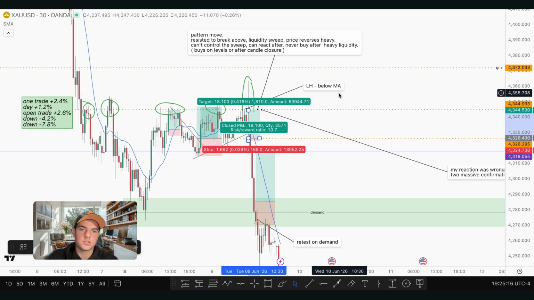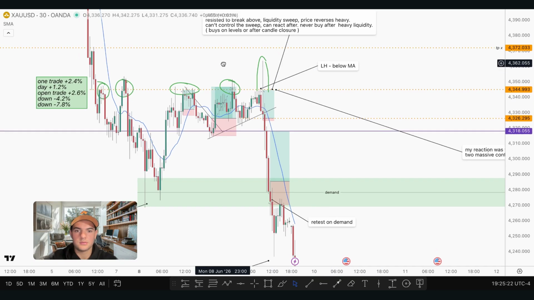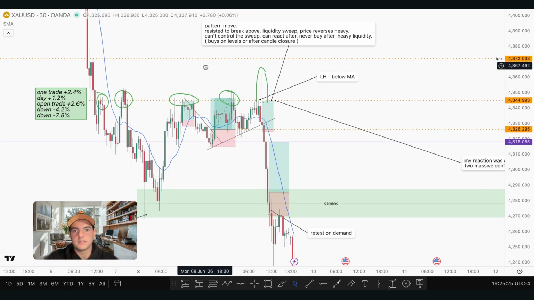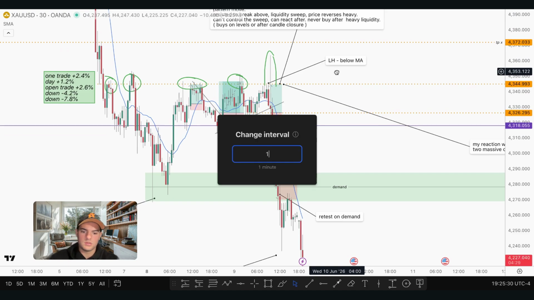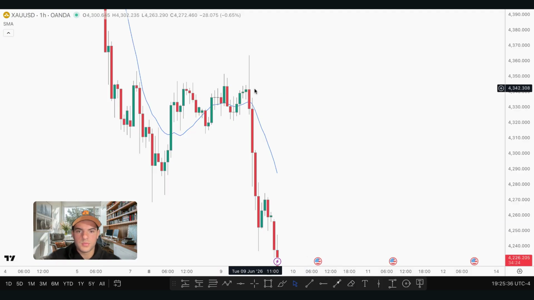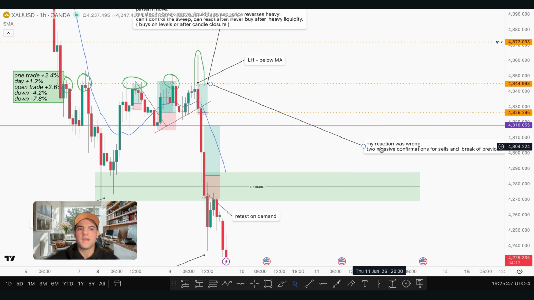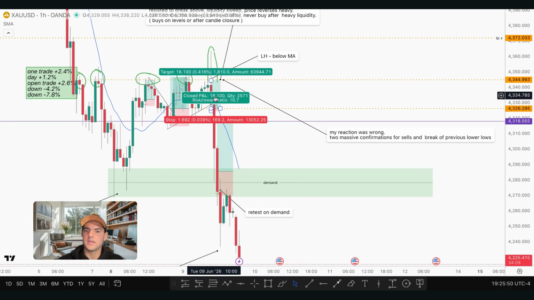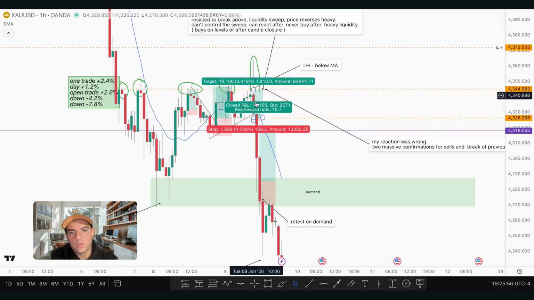This was not after, this was during the sweep, right? Price pushed down and then eventually moved higher, and never buy after having liquidity like this, because sometimes price is just going to go like it did, crazy. Buy on levels or after candle closure. So like I was saying, the 1 hour closed right here, very strong, right? The 30-minute, 1 hour, 15, all of them closed very strong after this candle, which means there are more sellers in the market than buyers, and that's the reason why I think my reaction was wrong, because we had two confirmations, right? Well, actually more than two, because you have the 15, 30, 1 hour all being bearish.